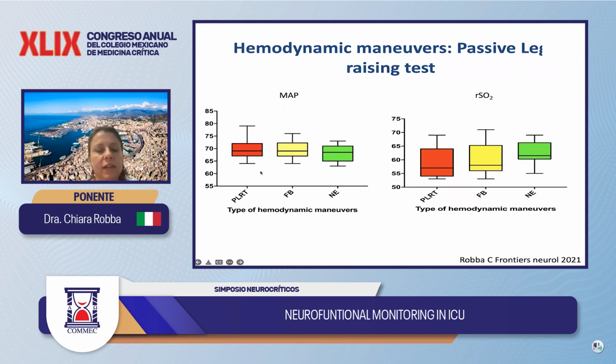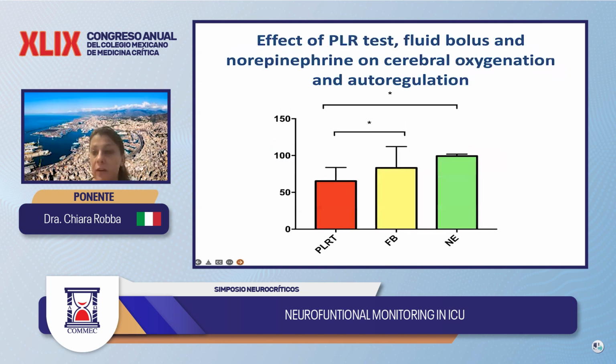according to the patient's clinical need. And as you can see here, what we noticed is that despite the MAP not changing significantly among the three groups, there was an important increase in cerebral oxygenation in the group which used norepinephrine or also fluid bolus compared to the passive leg raising test. And the reason is simply that the passive leg raising test, according to this physiological study, can impair the cerebral autoregulation and therefore can have a lower beneficial effect on the cerebral oxygenation.